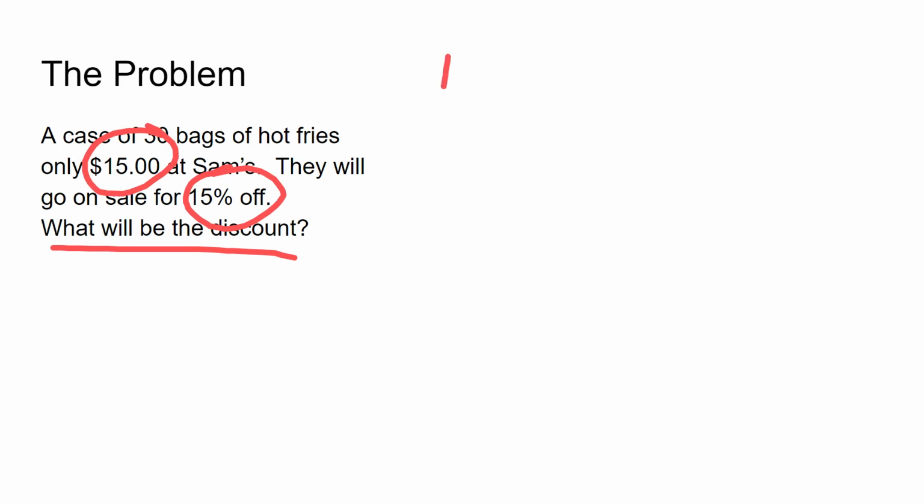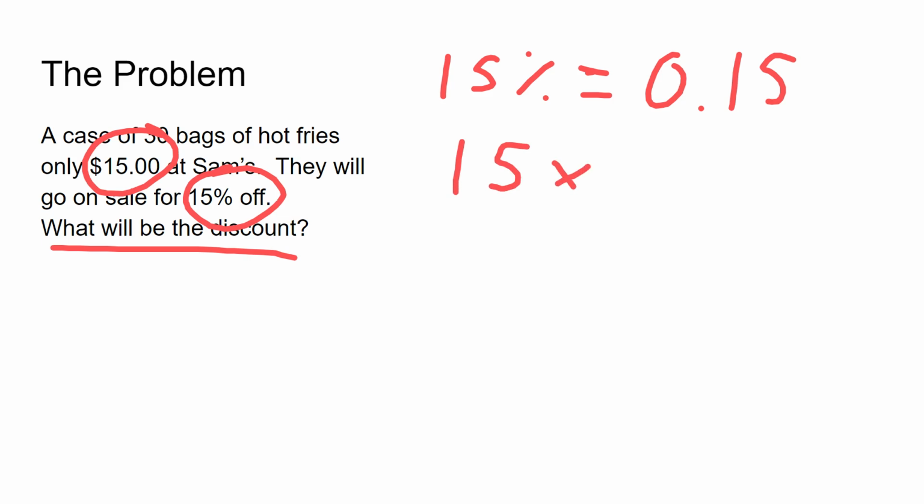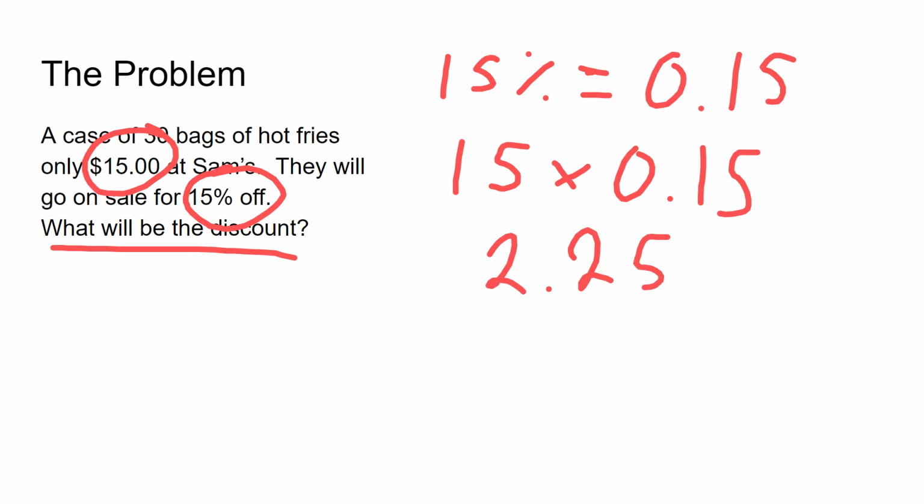So mini step, I'm turning 15% into a decimal, which is going to be 0.15. This is what I'm going to use to punch into my calculator. So now I'm going to multiply $15 times the percent, which is 0.15. And in my calculator, I'm going to do that. And then I end up with 225. Since we're talking about money, that's $2.25.